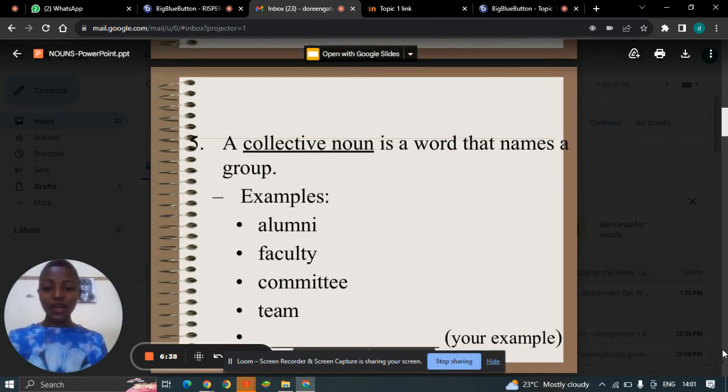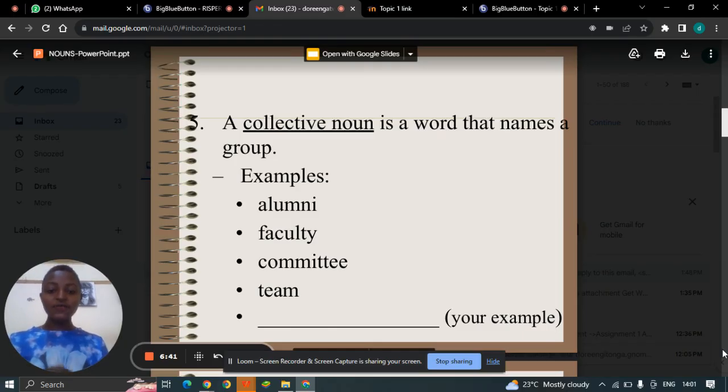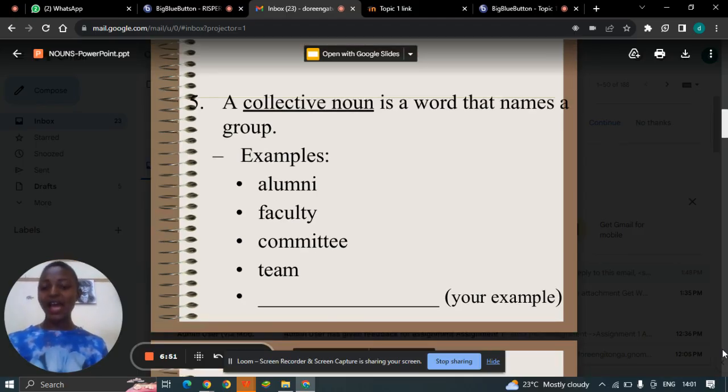Number five, we have a collective noun. A collective noun is a word that names a group of things. For example, you have a committee of what, a team of what, alumni of what, a faculty of what. So basically, collective nouns give a group of things. For example, we say a bouquet of flowers and so on and so forth.